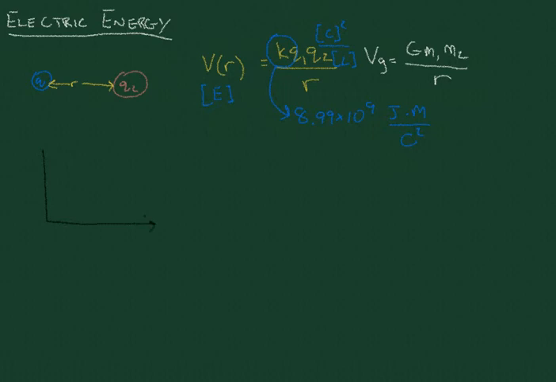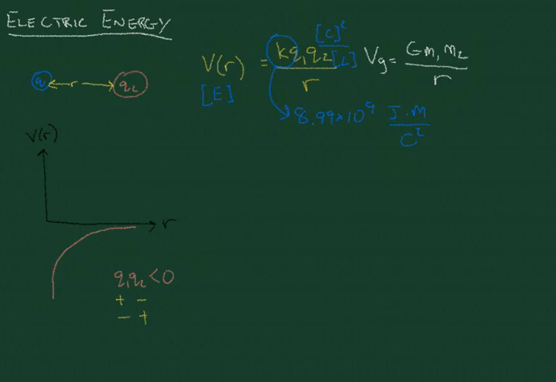So if we set up our axis of R and our potential energy, we see that if we have a case where Q1 times Q2 is less than 0, in other words, maybe we have a positive charge and a negative charge, or a negative charge and a positive charge, then in this case we get a negative 1 over R potential. So it looks exactly like the curve that we had for gravitational energy.